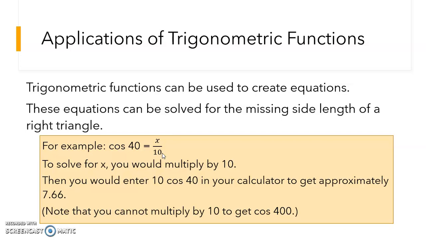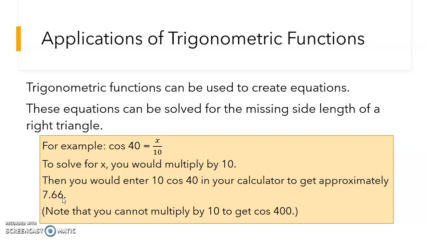So to solve for x, I would multiply by 10 on both sides of this equation. So I would get 10 times the cosine of 40 equals x. And I can put this right into my calculator, and I would get about 7.66.